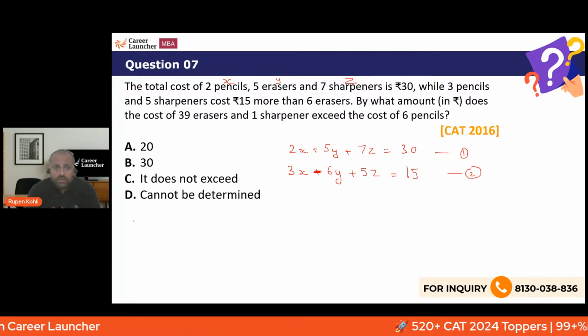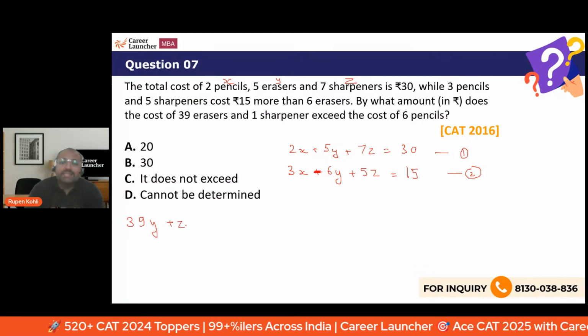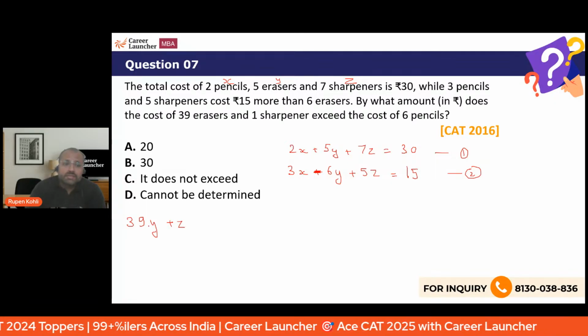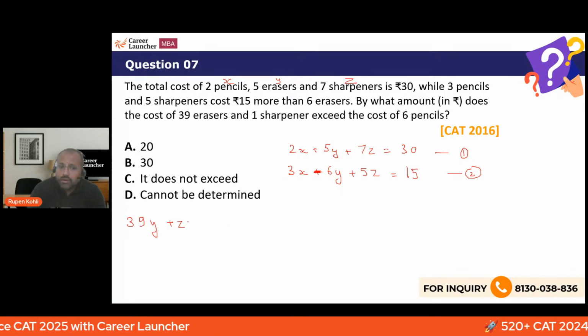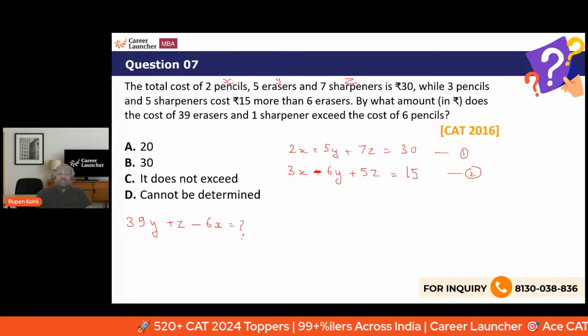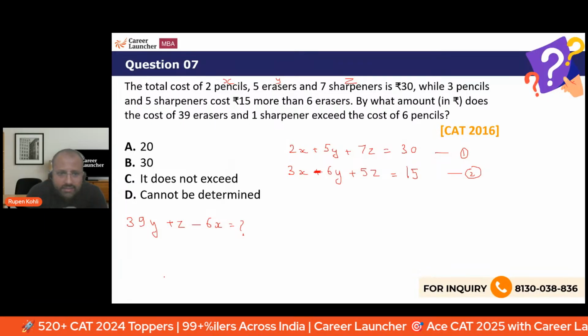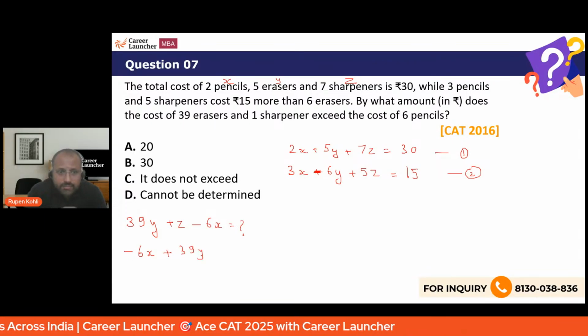By what amount does the cost of 39 erasers, which is 39Y, and one sharpener, which is Z, exceed the cost of 6 pencils? Means 39Y plus Z equals 6X plus what? Or bring 6X over here, minus 6X equals what? Right? 39Y plus Z minus 6X is what? Or writing in the same order, minus 6X plus 39Y plus Z is how much? This is effectively what you're looking for.